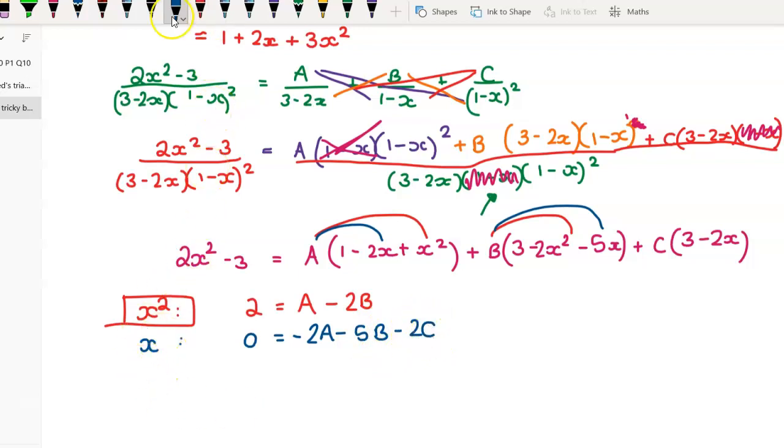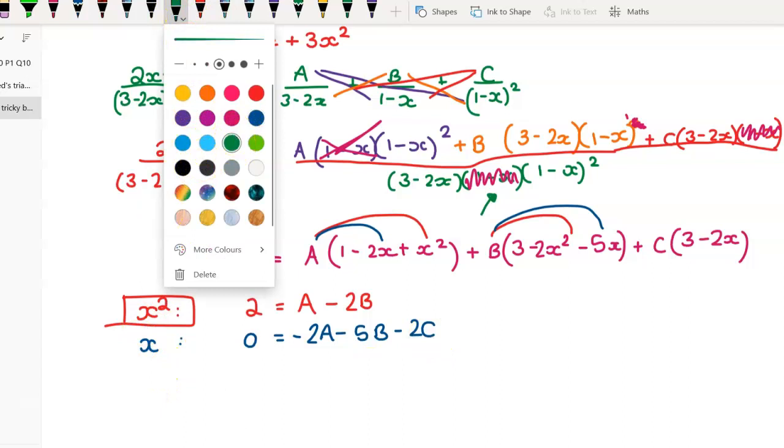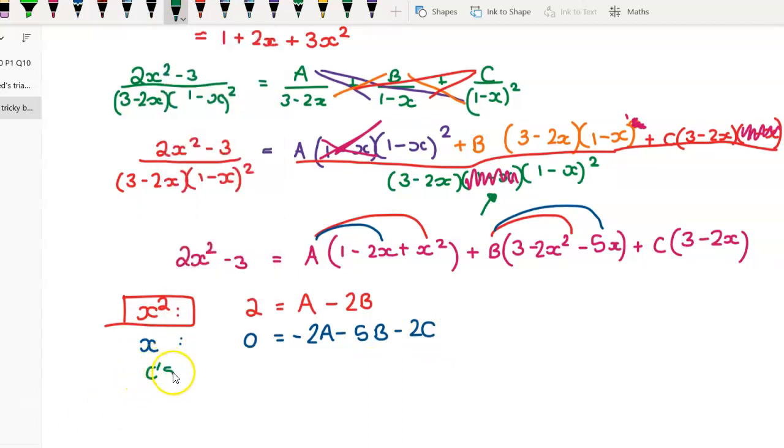And our constant terms, so our constants, you've got minus 3 on this side, so they're just the numbers, aren't they? Got minus 3 on this side, a times 1 is just a, 3b, and we've got 3c.